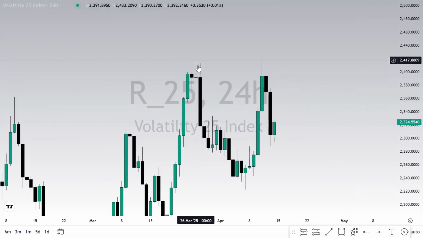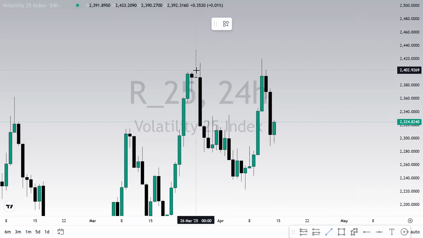So you can see that we had this impulse to the downside. It is very, very obvious that there was an impulse to the downside here. So where do we recognize our fair value gap? This is the candle that made the most move to the downside. So that is the area where it is possible for us to recognize our fair value gap.